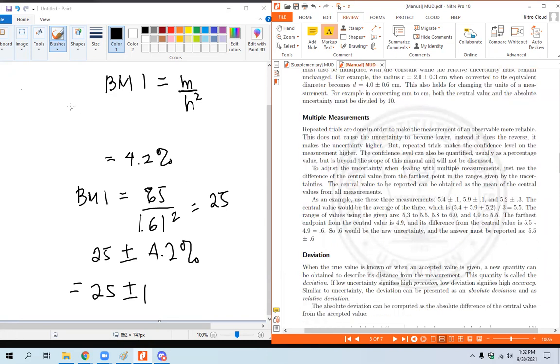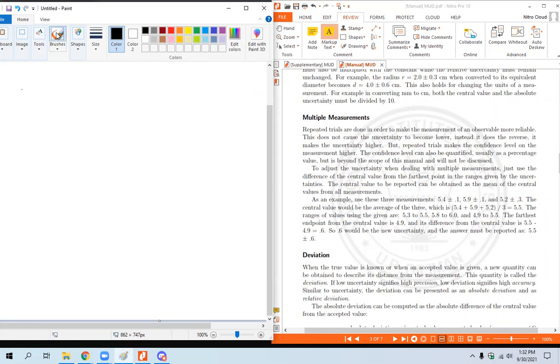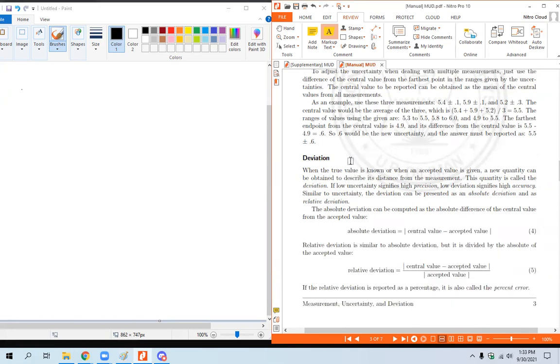So ito naman, let's see here. Let's just delete this for now. So kapag nagme-measure kayo in experiments, the normal thing to do is do it multiple times. Each try of a measurement is a trial, as it is normally called. So repeated trials normally make your measurements better. So this is one important thing that I will leave to you to read on your own. So multiple measurements and the concept of deviation.